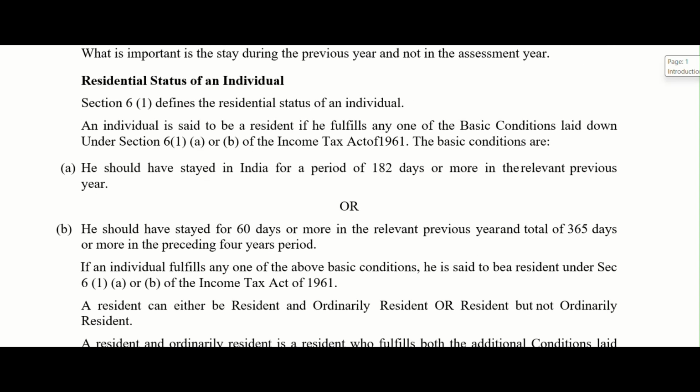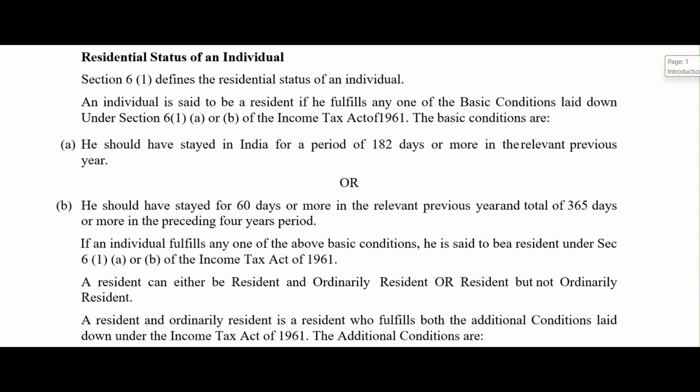So come, let us discuss the residential status of an individual in detail. How is the residential status going to be ascertained? Section 6 subsection 1 defines the residential status of an individual. An individual is said to be a resident if he fulfills any one of the basic conditions. That means we have two basic conditions and two additional conditions in this residential status. So the person who fulfills any one of the basic conditions, we call them a resident.